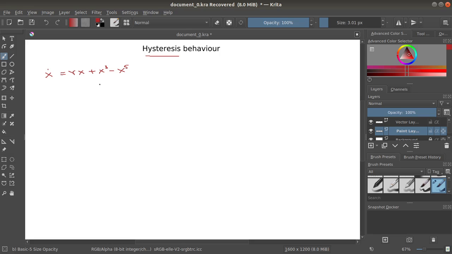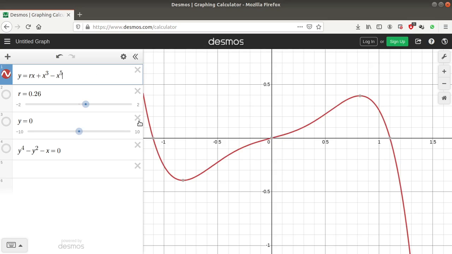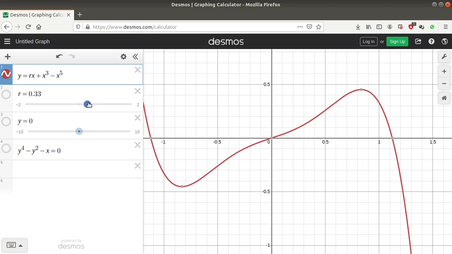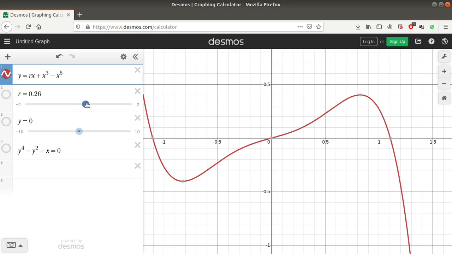Let's see the behavior of the system by plotting the phase portrait. So this is the curve, and r is the control parameter, and for some r value we have 3 fixed points, this and this. Now if I increase the r value, I don't think there will be any change in the number of fixed points. Let's decrease the r value.